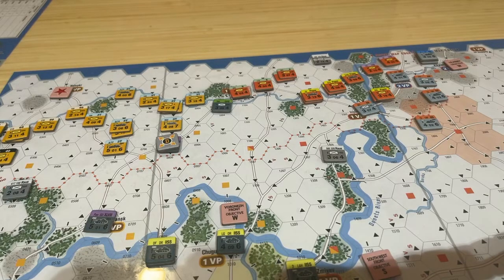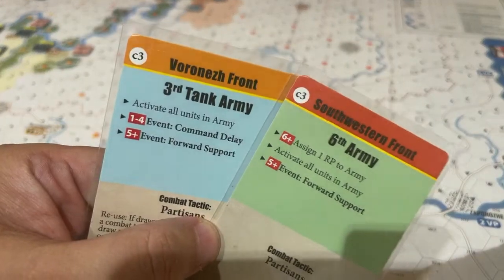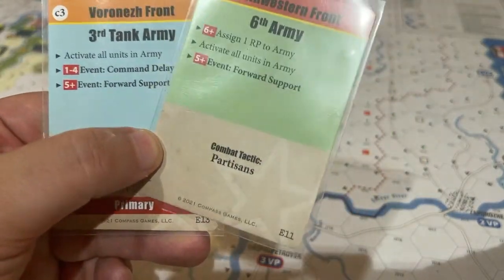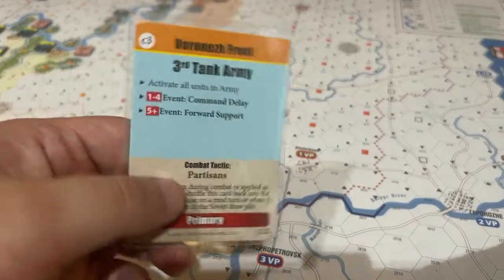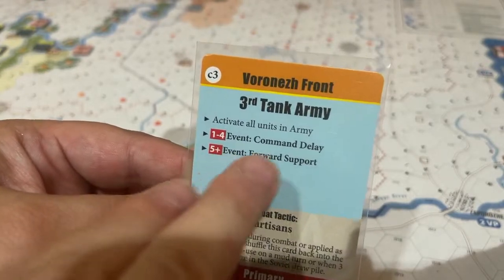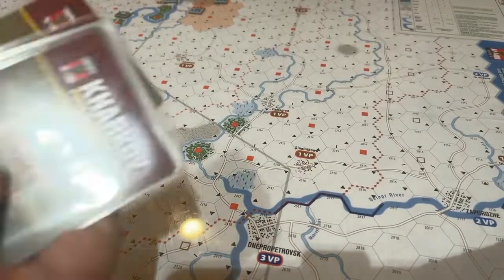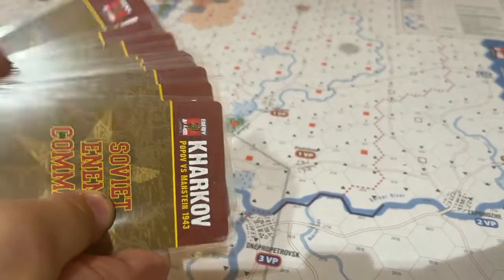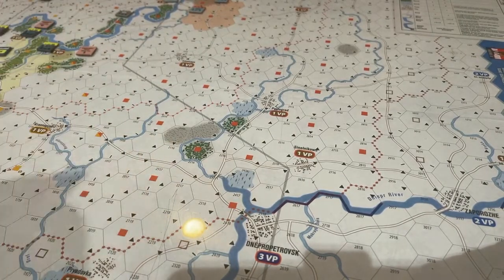Okay, we are going to draw 2 cards for the Russians. Here they are. They're both tied. So E11 is less than E15, so this one is going to happen. And before I put this in the auxiliary box, the command delay means this is going to get reshuffled back in. It doesn't get reshuffled in if there's less than 4 cards in the draw pile, but there's 4 cards or more here. So we're shuffling it back in.